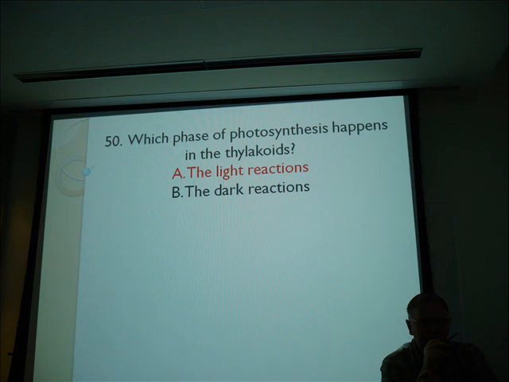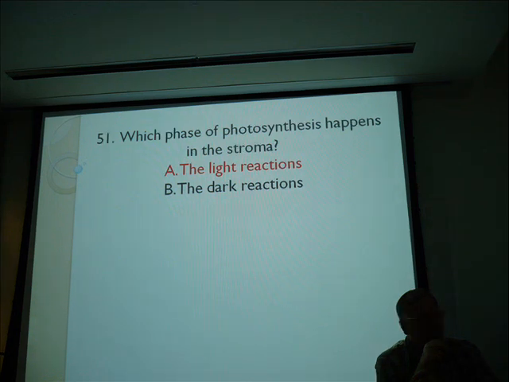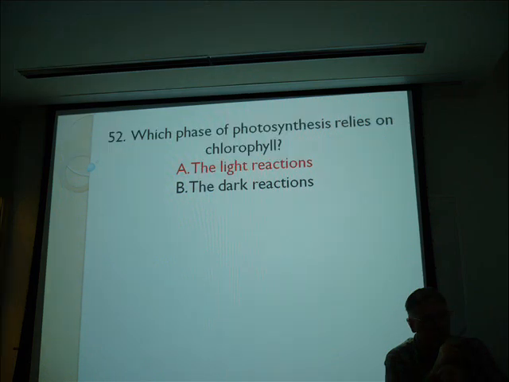All right. Which phase happens in those thylakoids? A does, because they have the chlorophyll, they need the sunlight. So A happens there. Which one happens out there in the stroma outside the thylakoid? B. The Calvin cycle, the dark reactions. And which one of those 2 requires the use of chlorophyll? A. The light reactions. Dark reactions don't care if they have chlorophyll or not. They don't need it anyway.